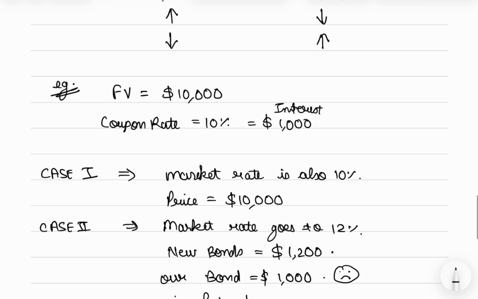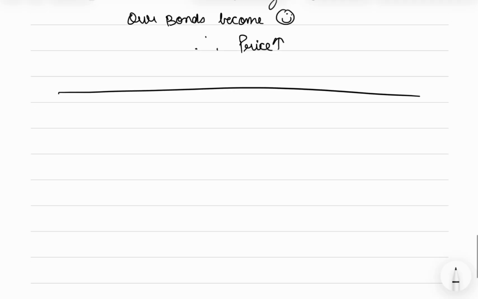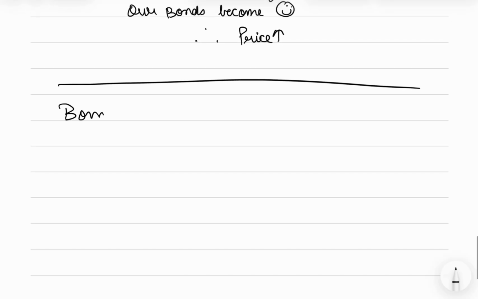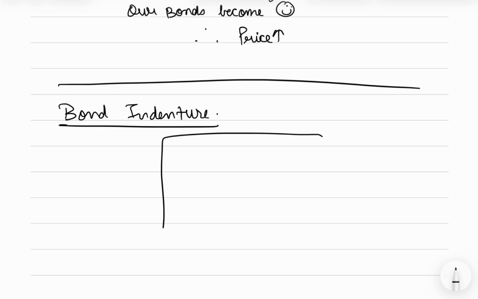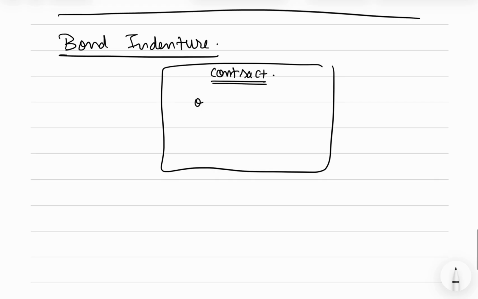We have seen the yield and return. Now we will see one more terminology that is generally used, the bond indenture. So what is this bond indenture? Bond indenture is nothing but the legal contract between the issuer and the bondholder. It includes obligations, restrictions, and repayment terms.